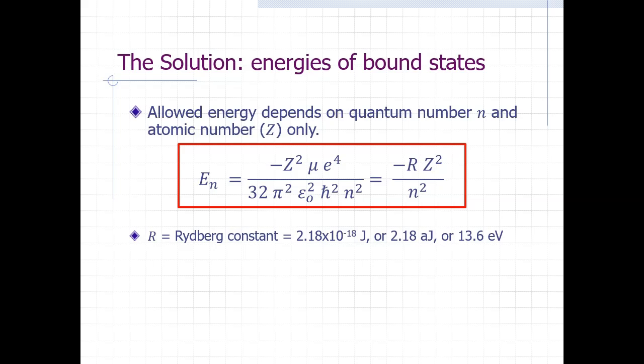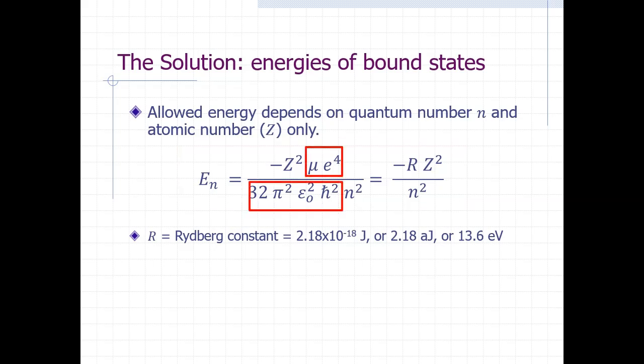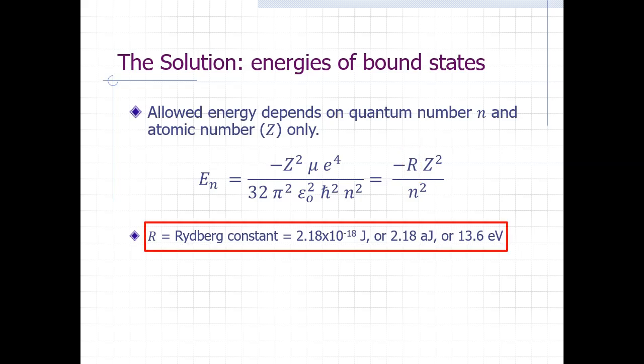We can simplify this expression by lumping this bunch of constants into just one, R, which turns out to be equal to an empirical constant known as the Rydberg constant. To 3 significant digits, the value of the Rydberg constant is 2.18 times 10 to the negative 18 joules, or 2.18 attojoules, or 13.6 electron volts.